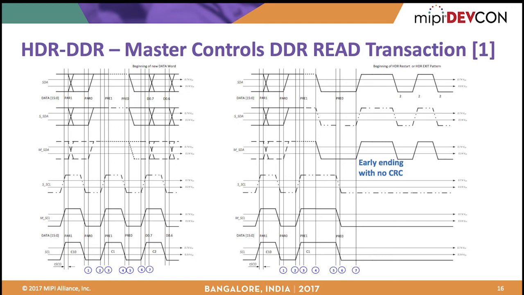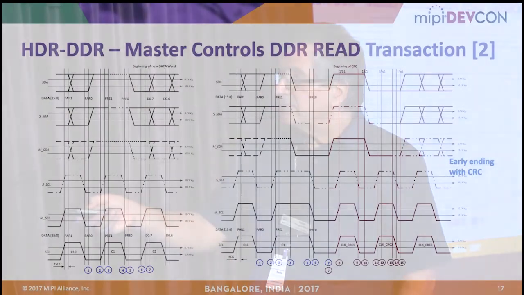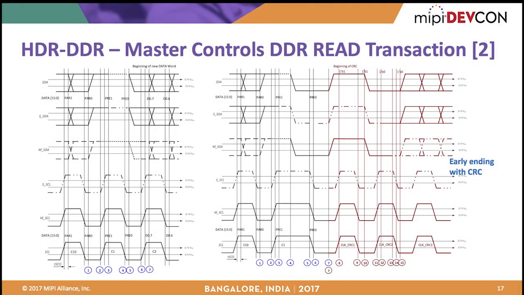Now, I won't go into detail because I'm running out of time. Sorry for that. This ending on DDR can actually take place in two versions. One, when you have ending with no CRC. In other words, if the ending of a transaction comes, then you go straight away for repeated start or for HDR exit symbol. Or it can be with CRC, like here, when after you are informed that you have to stop the transaction, you still transfer the CRC.